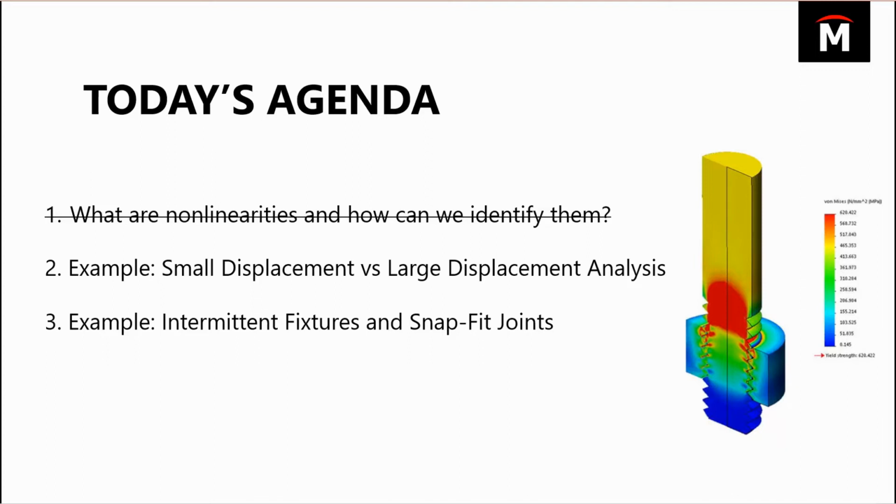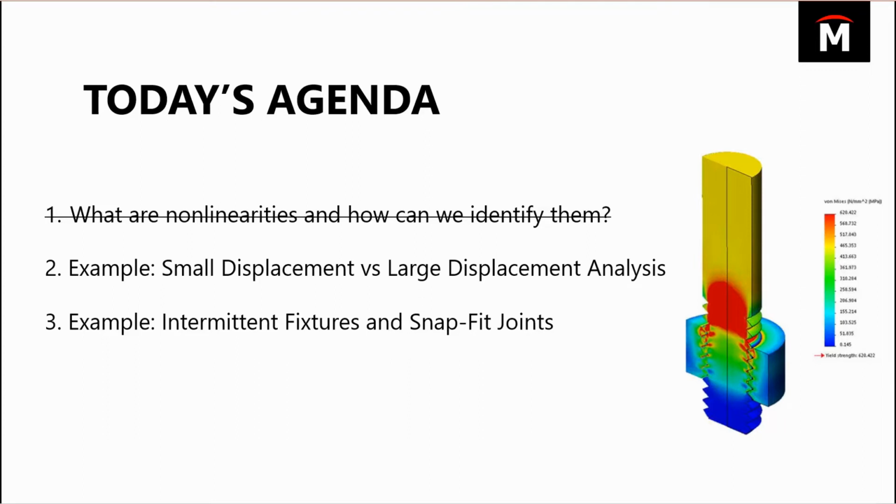And the first of that would be small displacement versus large displacement. When we run a linear static analysis, we make a small displacement assumption. We assume that things haven't deformed so far that we need to update the direction of the loading and the stiffness of the material itself.